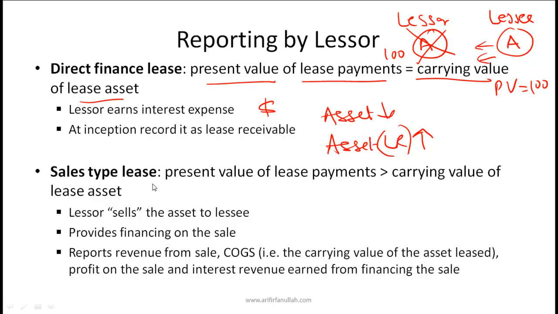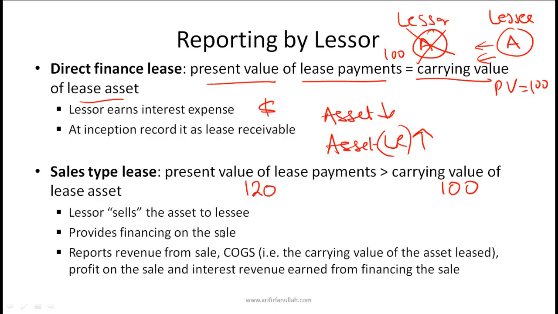A sales type lease is one where the present value of the lease payments is greater than the carrying value of the leased asset. So let's say again the carrying value of the leased asset is 100, but the present value of the lease payments equals 120. Here we would call this a sales type lease. Essentially the lessor is again selling the asset to the lessee, and he is also providing financing on the lease.